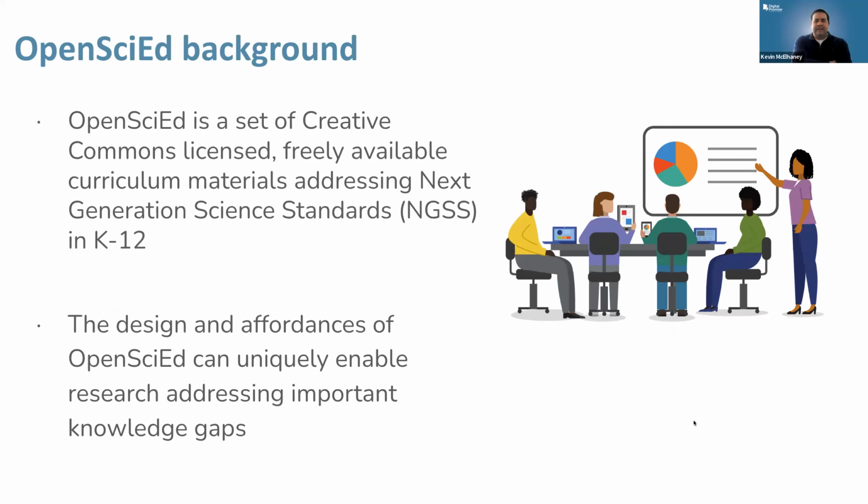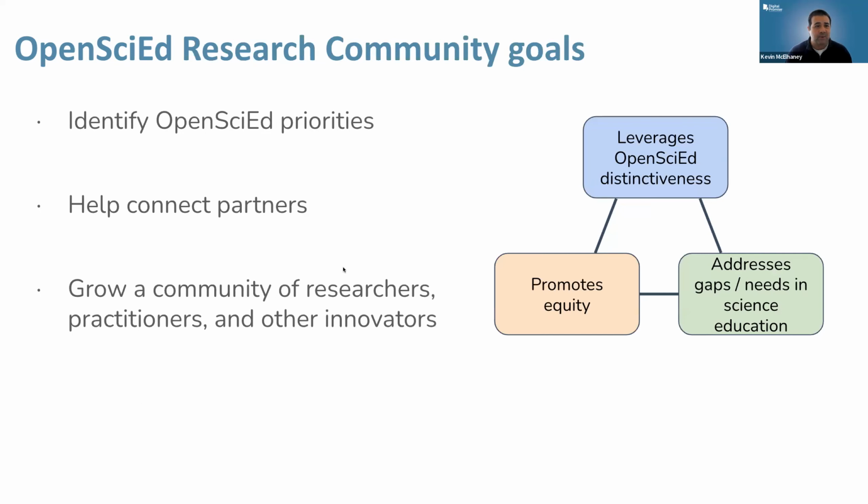So I think everyone knows this, right? OpenSciEd, it's an open, Creative Commons, it's freely available. It's why you're all here, right? It stands to be very broadly adopted, and as such, its really unique design and affordances give it a lot of leverage for addressing research gaps in science education. So that's our main mission, is we want to take advantage of these affordances to move forward research in science education and related fields. So that's what we're all about.